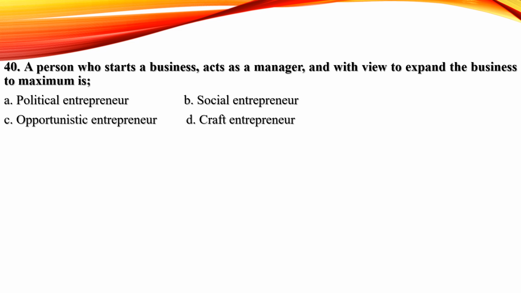The last question here: a person who started a business, acts as a manager, and with a view to expand the business to maximize profit is: A. a political entrepreneur, B. social entrepreneur, C. opportunistic entrepreneur, D. craft entrepreneur.